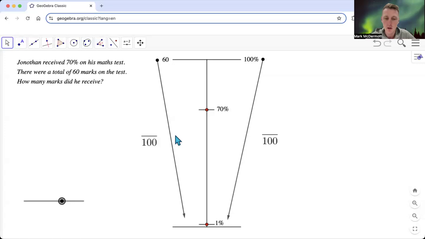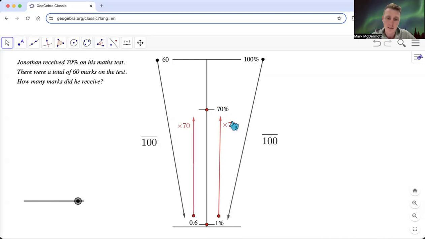60 divided by 100 is 0.6. Then we say to ourselves, well, now we need to get from that 1% up to 70%. So we're going to multiply by 70, and here as well, we multiply the left-hand side by 70. So we get 0.6 times 70, which gives us 42. And so the number of marks he received is 42 out of 60.